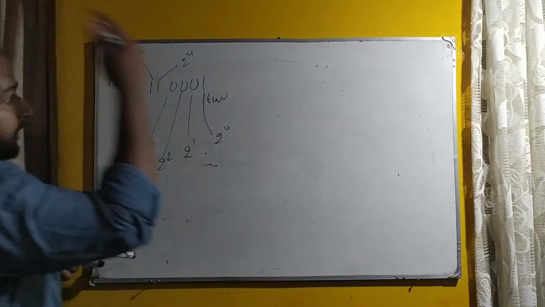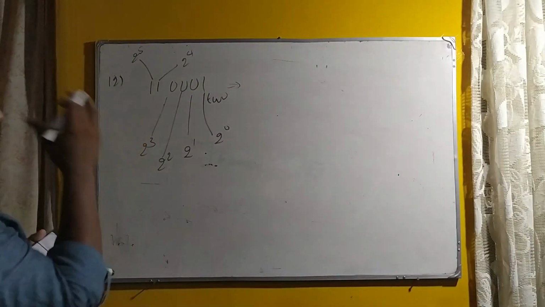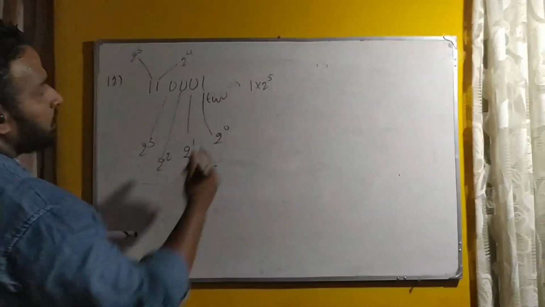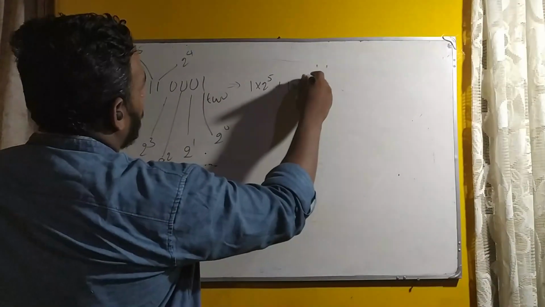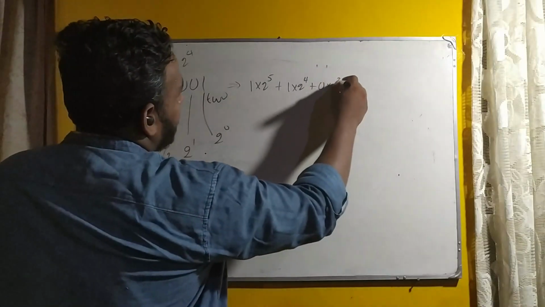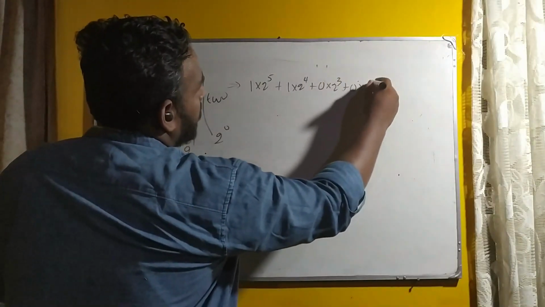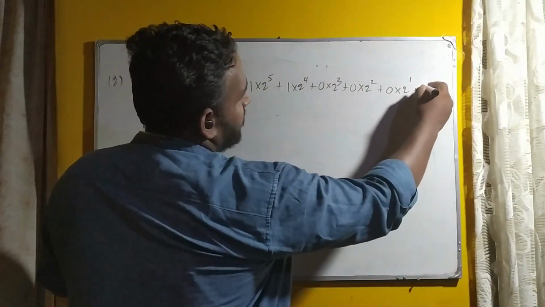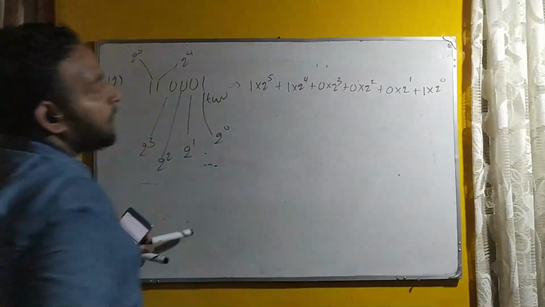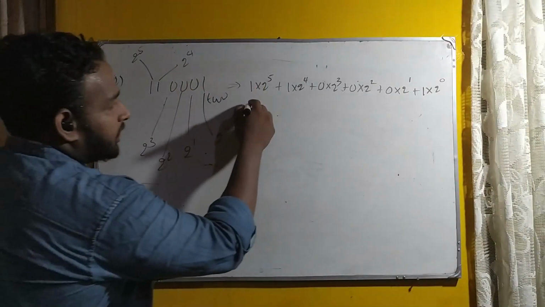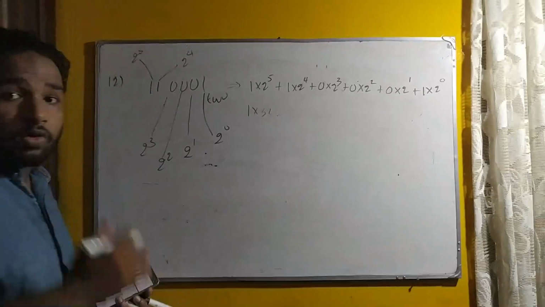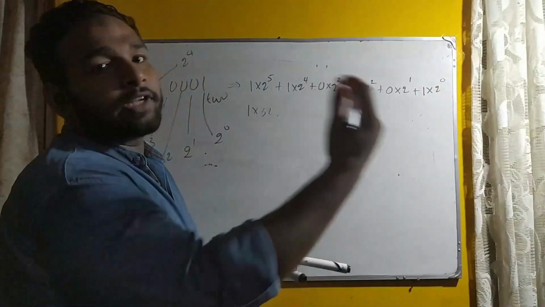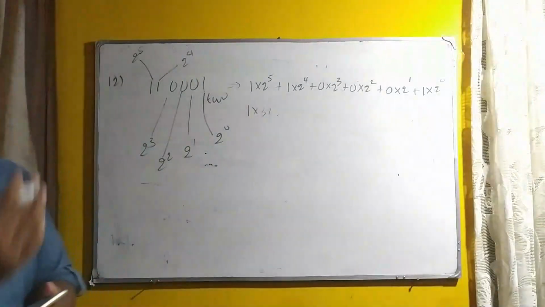Okay, so I am writing this. I am expanding this. So how can you write? 1 into 2 to the power 5 plus 1 into 2 to the power 4 plus 0 into 2 to the power 3 plus 0 into 2 to the power 2 plus 0 into 2 to the power 1 plus 1 into 2 to the power 0. Okay, so 2 to the power 5 is 32. 1 into 32. 2 to the power 5 does not mean 2 into 5. 2 should be multiplied 5 times, that means 2 into 2 into 2 into 2 into 2.